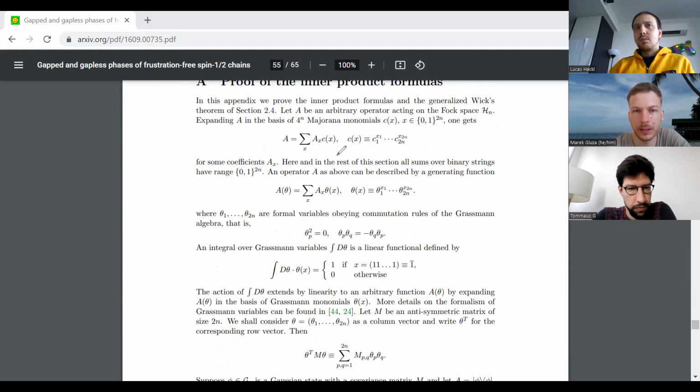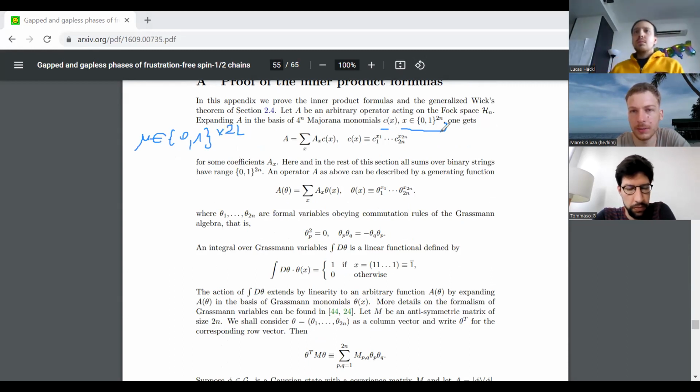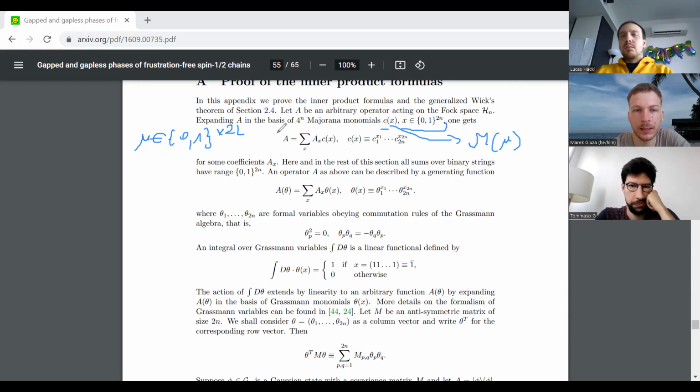So for example, here we will have x being the mu strings that we usually considered. So my notation was 0, 1 until, for example, 2L. And L was, for example, the length of the chain that I was considering. C of x is what I was writing as mu, m of mu. So it's like a Majorana monomial. And then this is very similar to what we were writing. So for example, an operator A hat would be expanded as a mu m of mu in the Majorana basis.